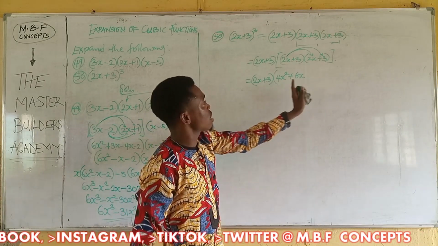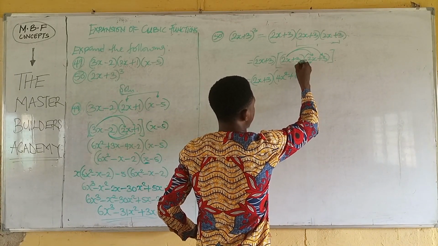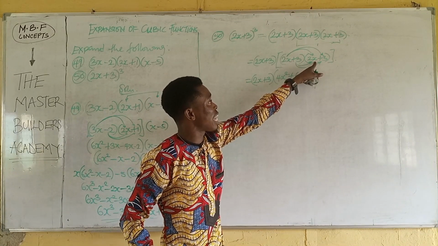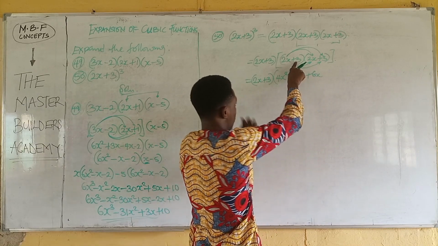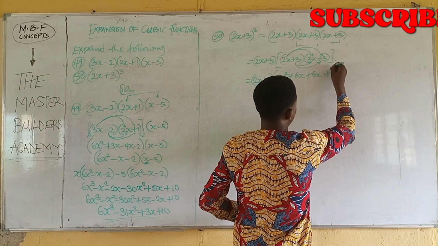Are we there? Now the next thing we are quickly going to do is to use the second term in the first bracket to also multiply the 2 terms in the second bracket. So we are going to have plus 3 times 2x, guys. This will also give us 6x. And plus 3 times 3, this will have given us 9.